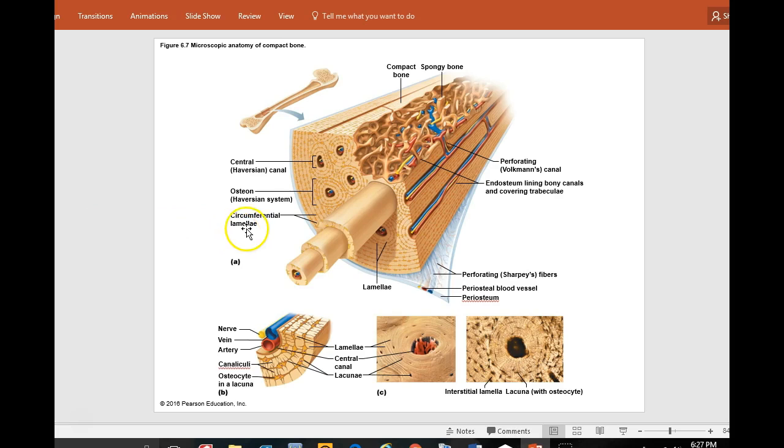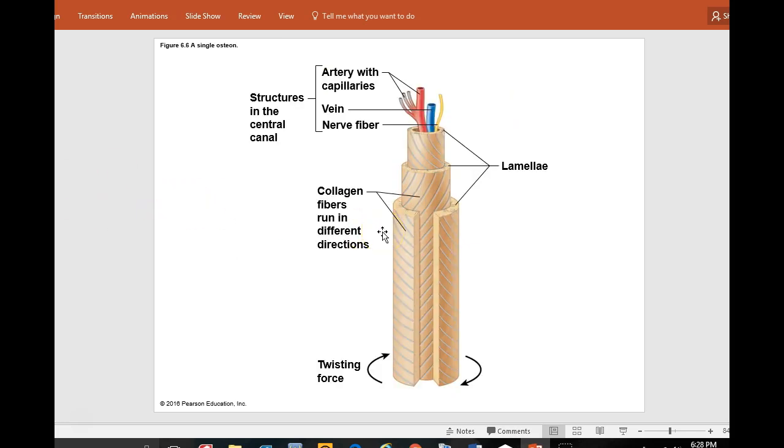So this is a section of a long bone, the compact bone part of a long bone. These lamella here make up the osteon. And an osteon is the functional unit of a bone. So it contains matrix, cells, and a blood and nerve supply. These lamella, which are composed of osteoid and hydroxyapatite, so the organic and the inorganic parts of bone, have collagen fibers that run through them. And those collagen fibers run at perpendicular or 90 degree angles to each other.